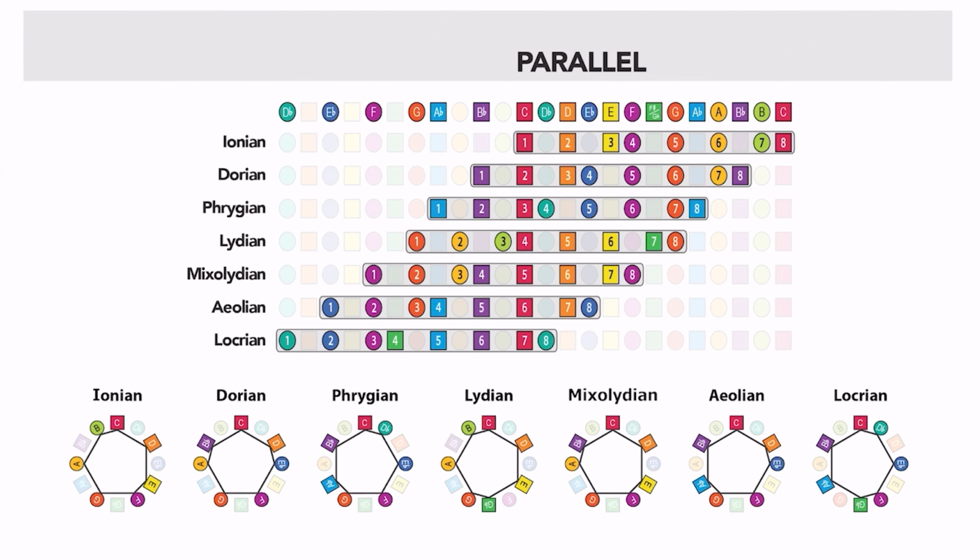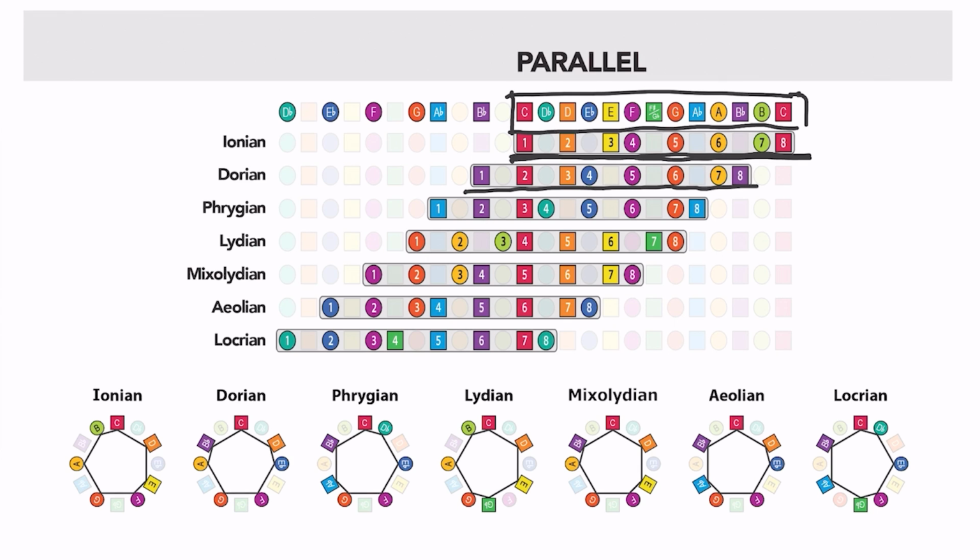In contrast, all of the C parallel modes are really permutations of other major scales. C Ionian is itself the C major scale. C Dorian comes from the B flat major scale. C Phrygian comes from the A flat major scale. C Lydian from G major. C Mixolydian from F major. C Aeolian from E flat major. And C Locrian from D flat major.